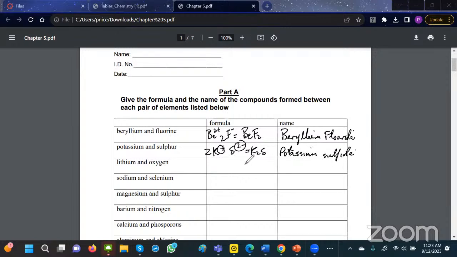So what I'm going to do now is allow you to go ahead and do the rest. Basically, just follow the same rules as we just discussed. And of course, if you have any questions, please feel free to ask. That's why I'm here. And then we're going to move on to some other things.